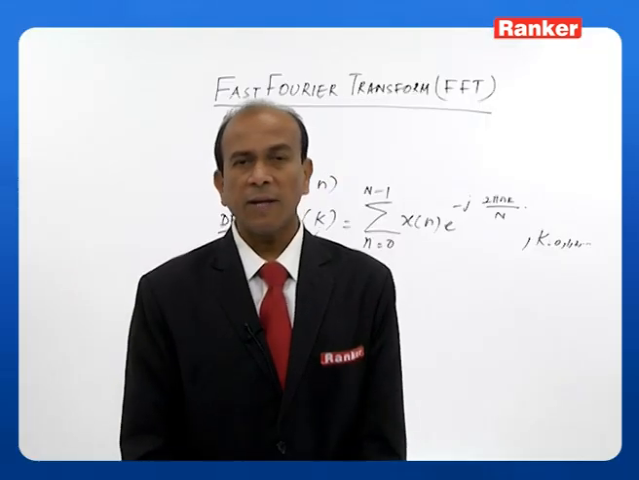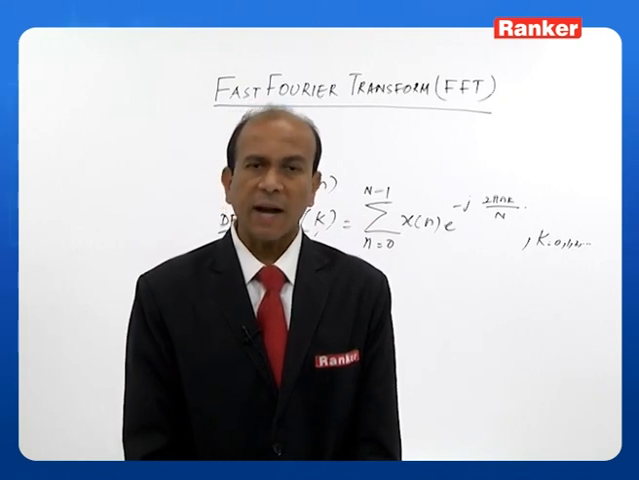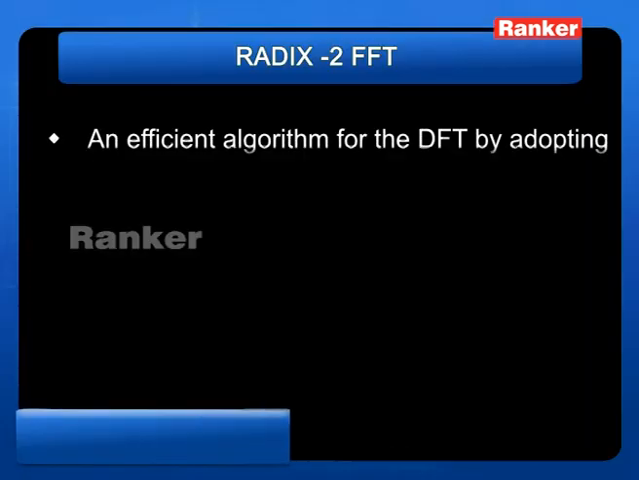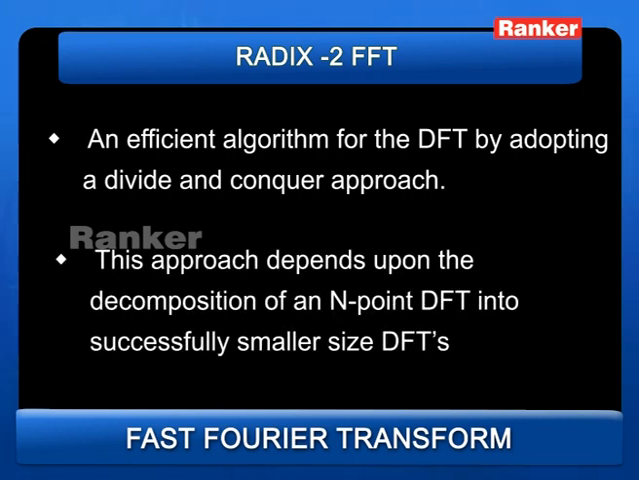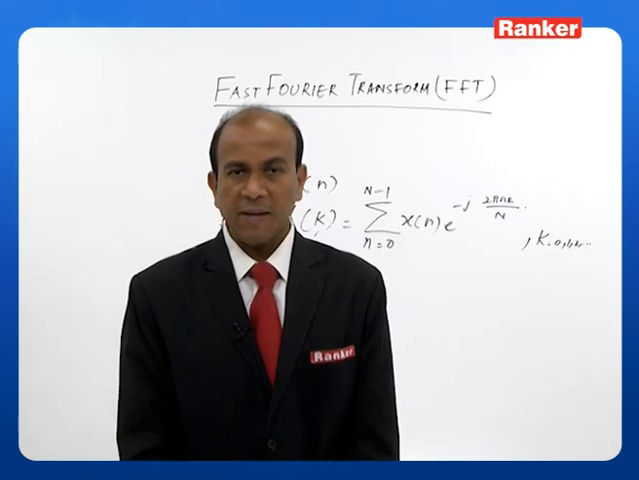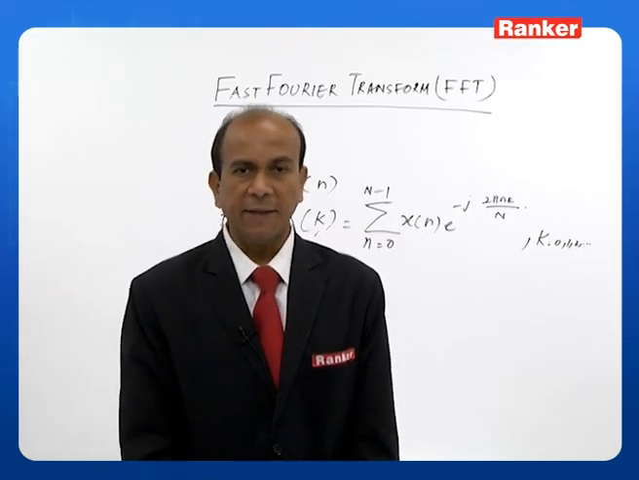Let us start looking at the fast Fourier transforms. The first one is called the radix 2 FFT. So what is radix 2 FFT? This is an efficient algorithm for the DFT, adopting a divide and conquer approach. This approach depends upon the decomposition of an N-point DFT into successively smaller DFTs. That means, what is actually a fast Fourier transform? Fast Fourier transform is nothing but an algorithm.